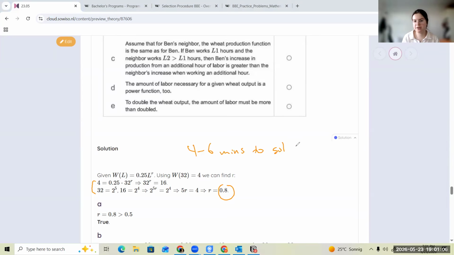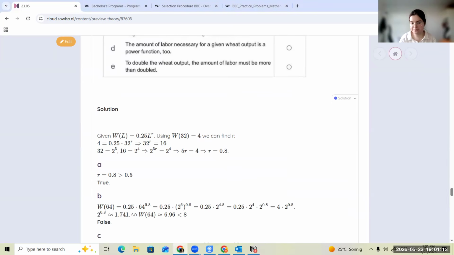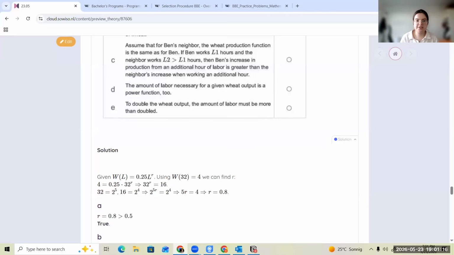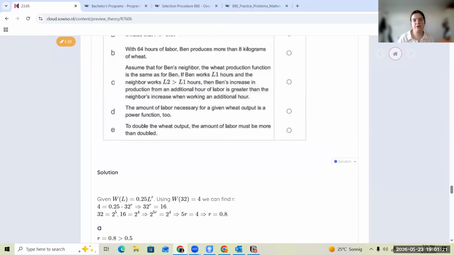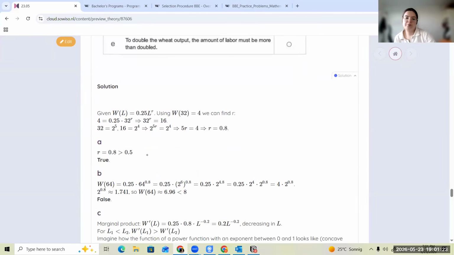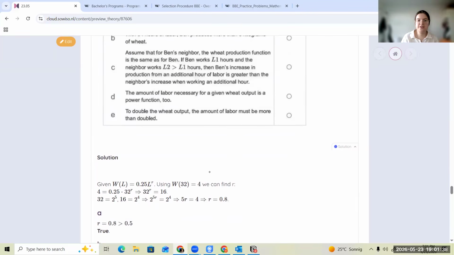On your own with a calculator that's allowed and pen and paper. But here I'm just discussing an answer. So yes, R is greater than 0.5. And then B is a nice statement where we just say, okay, if we are working for 64 hours, we have more than 8 kilograms of wheat. So we plug in 64, we have our R being 0.8, we have everything, and we see that we are producing a bit less than 8 kilograms of wheat. So it's false.